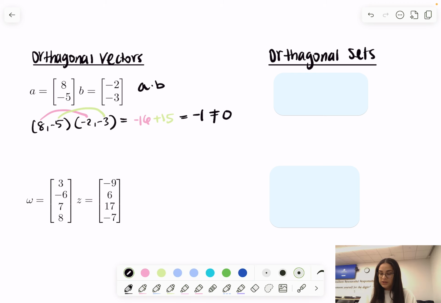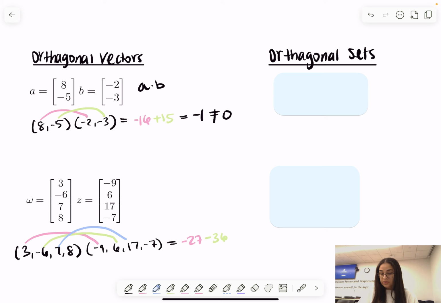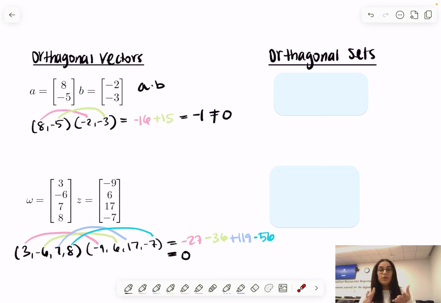Let's try another one. We're given these two vectors w and z, and we want to know if they are orthogonal. Well, then just find the inner product. So it would be 3, -6, 7, 8, then -9, 6, 17, and -7. You multiply the first number with the first number, that's going to be equal to -27. Then you multiply the second number with the second, so that's going to be -36. Then the third with the third, so that's going to be 17 times 7, that's equal to 119. And then 8 times -7, which is equal to -56. And if you add up all of these numbers, you get 0. So therefore, because the inner product of these two vectors is equal to 0, then we can say that these two vectors are orthogonal. And graphically, that means that they are perpendicular to each other.